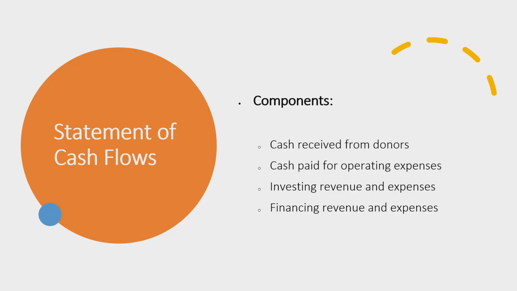The statement of cash flows outlines the inflow and outflow of cash within an organization, giving a clear view of liquidity. Key components include cash received from donors, which shows the cash flow from contributions, and cash paid for operating expenses, reflecting payments to support day-to-day activities. When reviewing this statement, look for whether the organization is generating enough cash from operations to cover its expenses, as well as any significant changes in cash flow that might indicate potential financial risks or opportunities for growth.